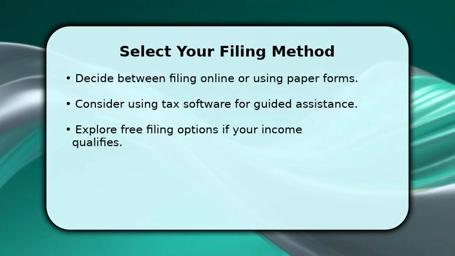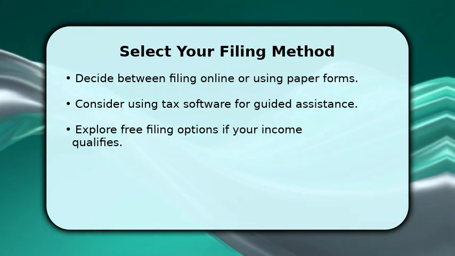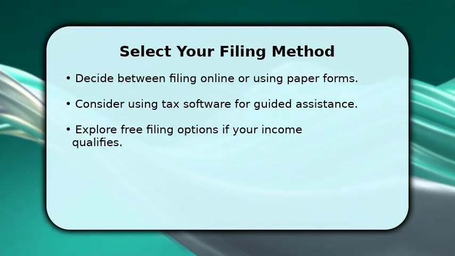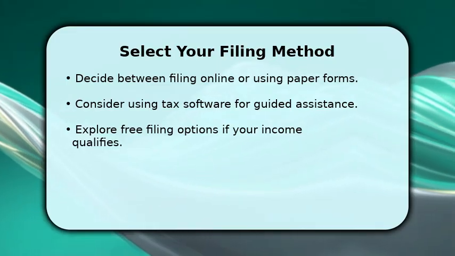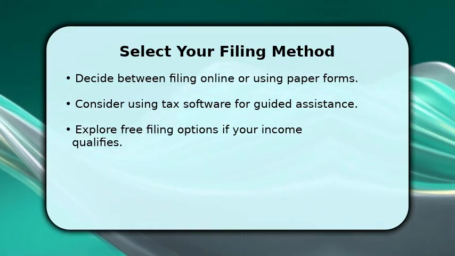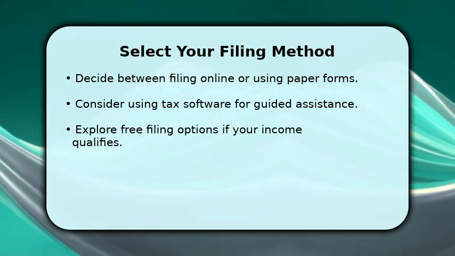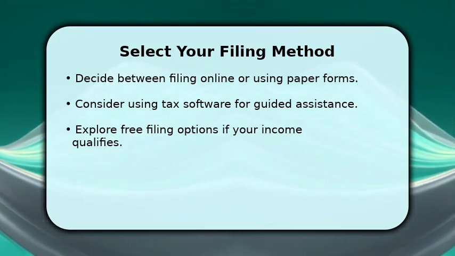Next, choose how you want to file. You can file electronically using tax software, which often guides you step by step, or you can opt for traditional paper forms. Many people find online software convenient, and some even offer free filing if your adjusted gross income is below a certain threshold. Select the method that best suits your comfort level and financial situation.